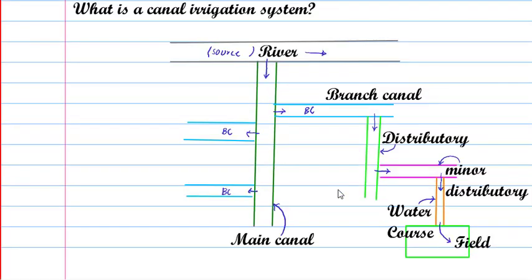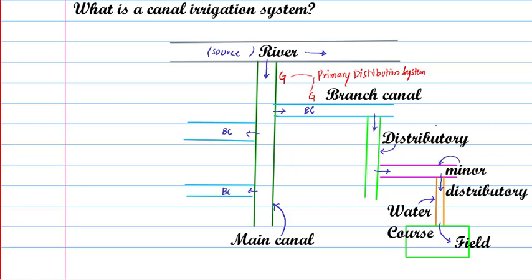So if you can see in this image, the structures which have been constructed from the source, the river. The first one is the main canal, which is controlled by the government. The branch canal is also controlled by the government, and these two fall in the category of the primary distribution system.